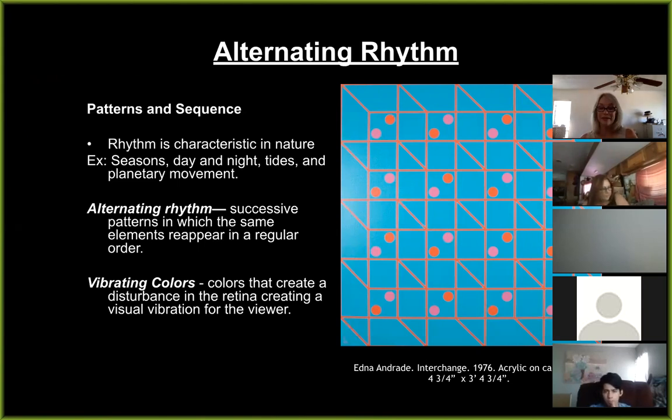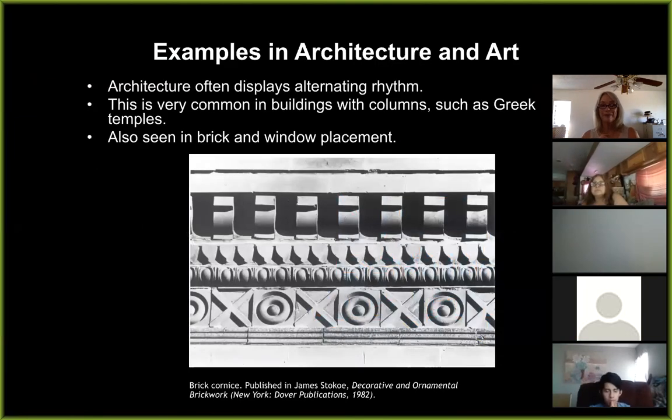A lot of times we take these for granted, but I like to appreciate the artists that put this together. We see alternating rhythm quite a bit in architecture as well. In buildings with columns, this is a section of, I think, a Greek building, and you can see the alternating light and dark towards the top, but you can also see the alternating X's and O's down near the bottom.